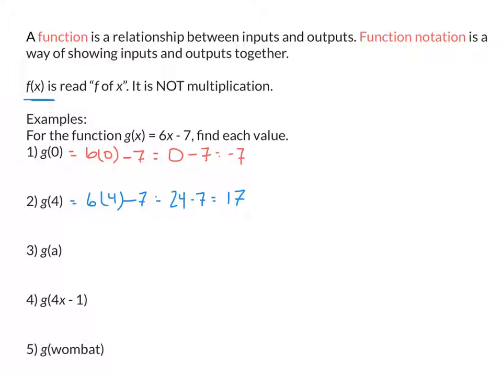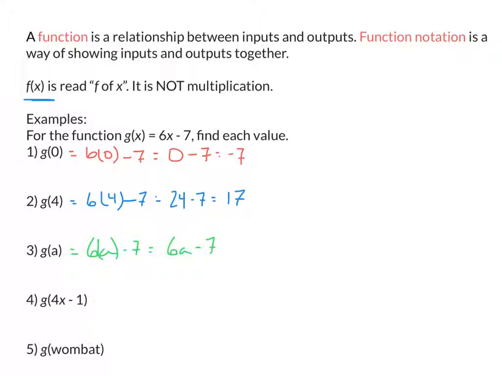In number 3, g of a, again, all of our x's just get replaced with the letter a. So we're doing 6 times a, and then minus 7. Now, nothing we can really do here. 6 times a is not a number we can evaluate, and we would need to do any multiplication before we were able to subtract here, according to order of operations, so it will just stay as 6a minus 7.